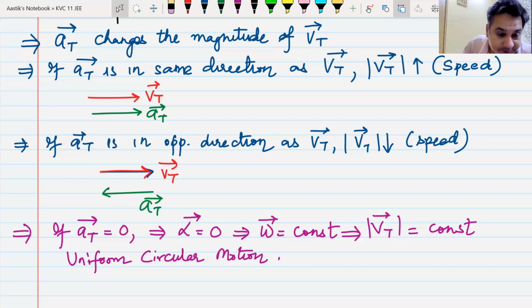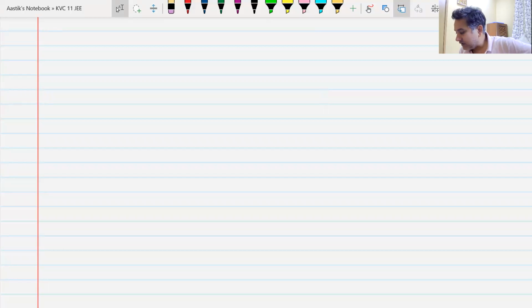No one knows that. The magnitude of velocity is not changing, but the direction of velocity, the direction of motion, is continuously changing. That means velocity is changing. So there must be something that changes the direction of velocity. What is that thing known as that changes the direction of velocity?